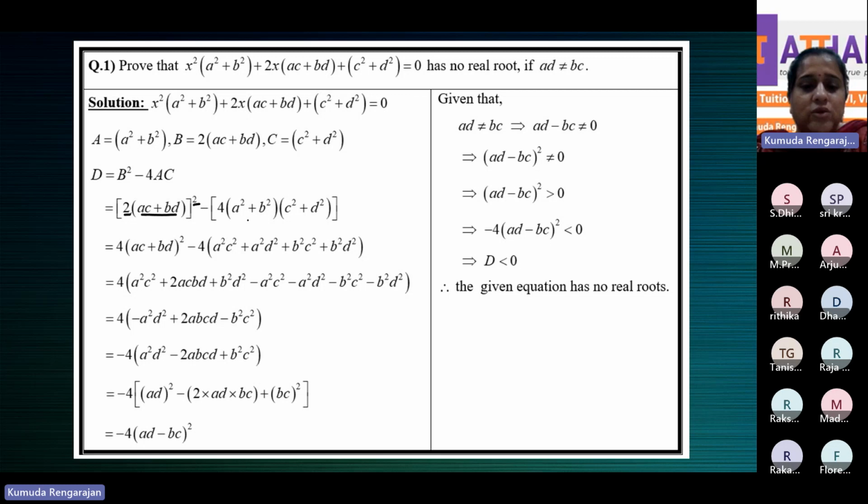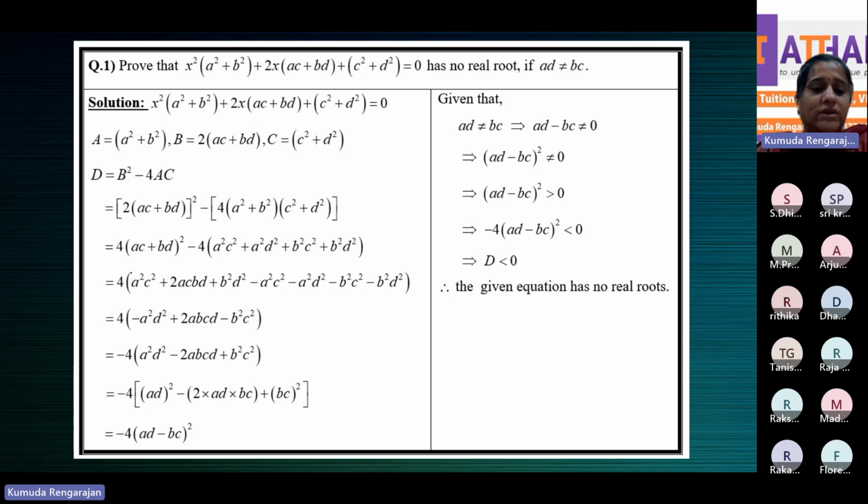Minus 4, and you know how to multiply this. A square into the second bracket, B square into the second bracket. So it will be A square C square, A square D square, B square C square, B square D square.